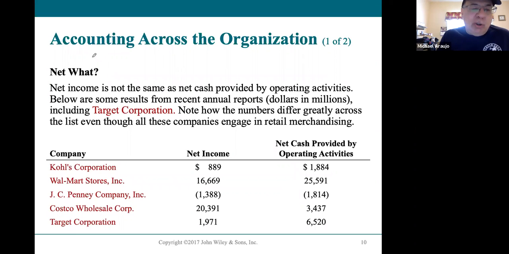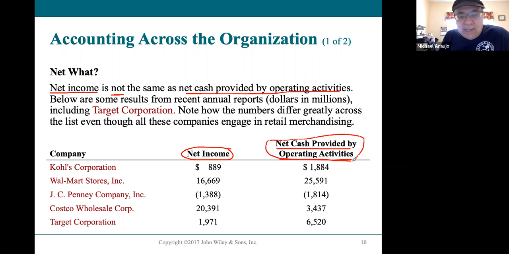This chart shows you that even though companies will have a profit, which is net income, it's going to be a little bit different. We have to look at cash provided by operating activities as bigger than just the profit of a company. Here are the profits of these companies compared to the actual cash that's provided by the operating activities of the company.